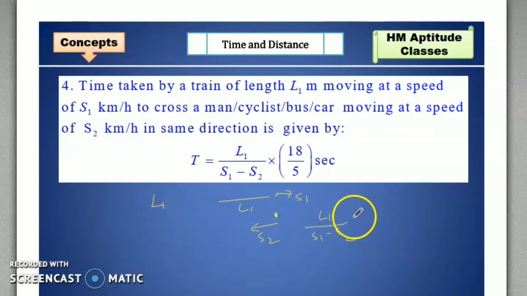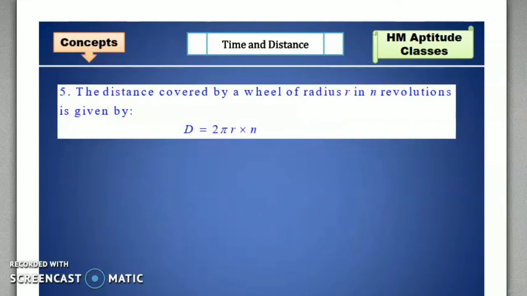And if you consider converting this speed from kilometer per hour to meter per second, then you need to multiply it by 18 by 5. So these are the formulas we can use for calculating the problems related to trains and bridges.